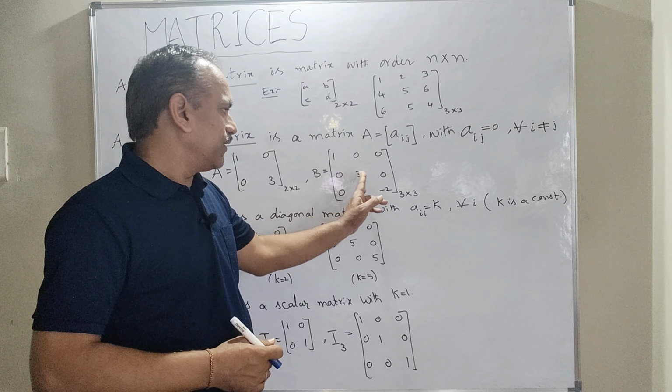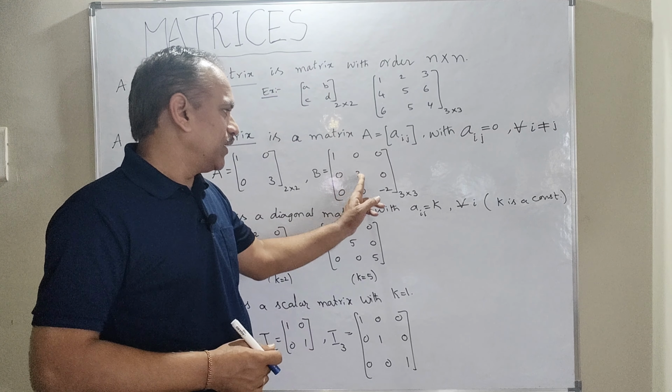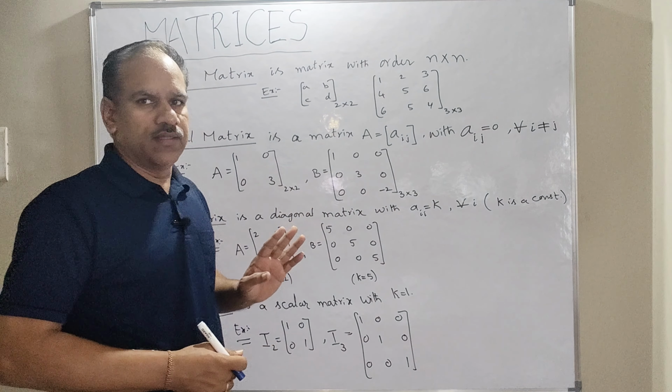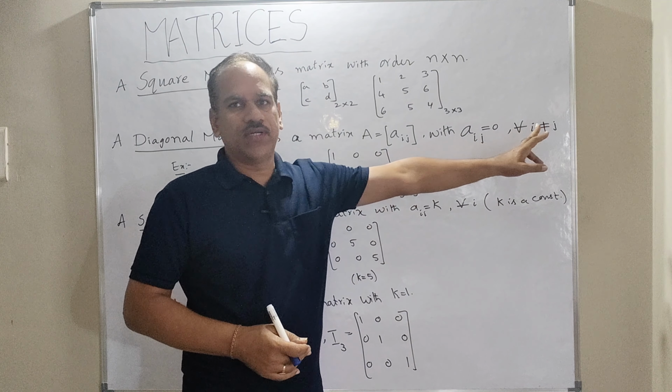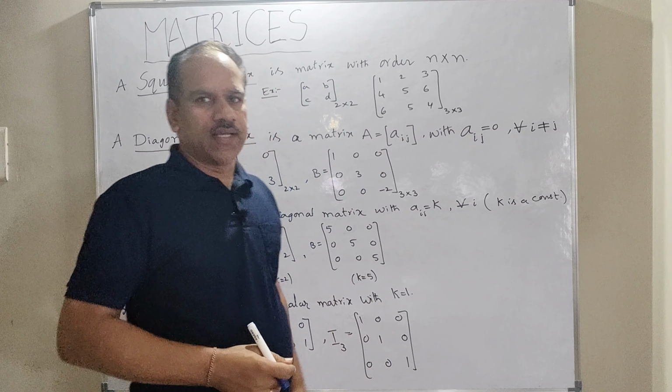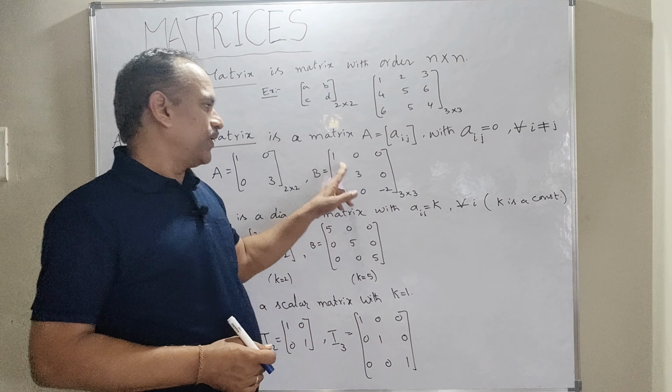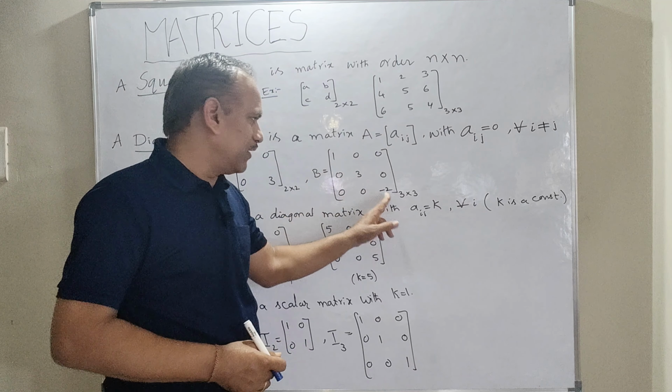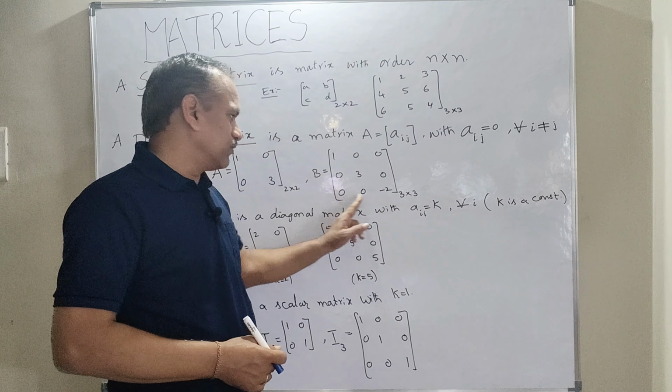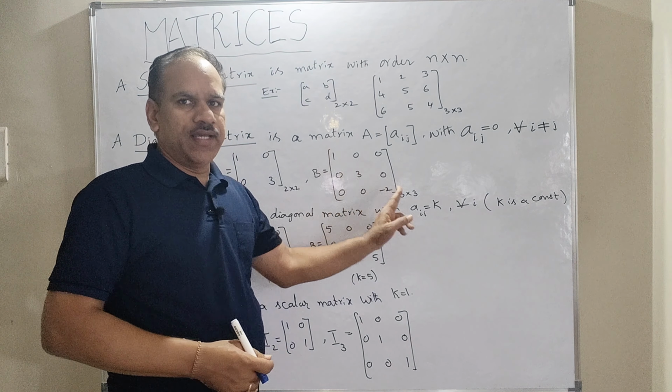So diagonal entries are A11, A22, A33 and so on. Right? So i not equal to j means what? Other than the principal diagonal elements. So other than the principal diagonal elements, except these diagonal elements, remaining all the elements are zeros. We call it a diagonal matrix.